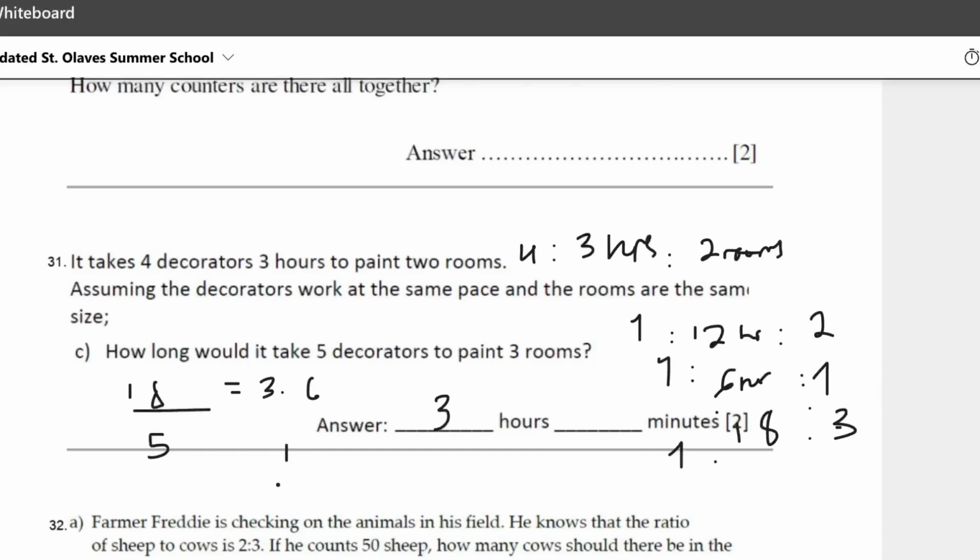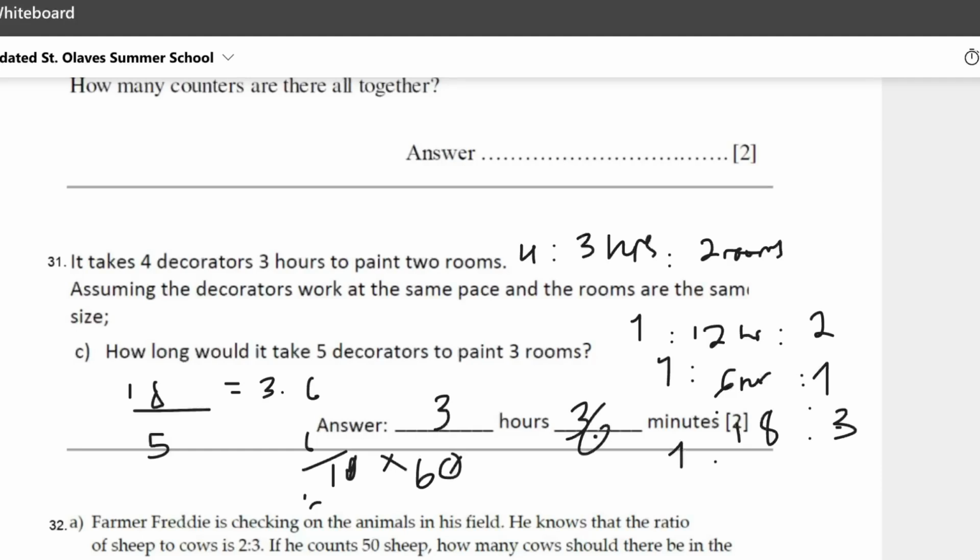What that does, we know 3 hours, we can put that straight there. But what is 0.6? Actually, not 1/6. 0.6 is 6/10. We're going to do 6/10 of 60 because there's 60 minutes. Cross that out and we get 6 times 6, which is 36 minutes.